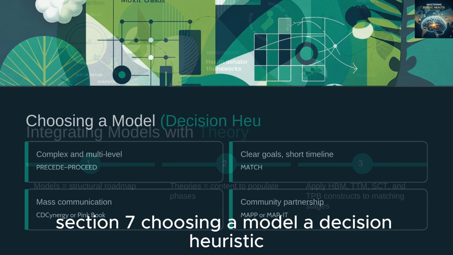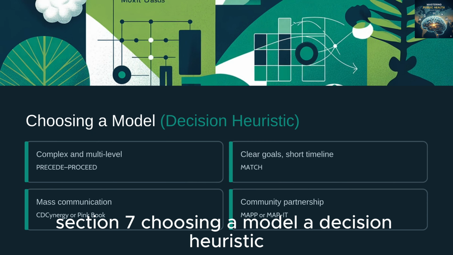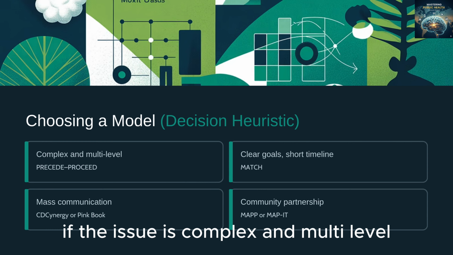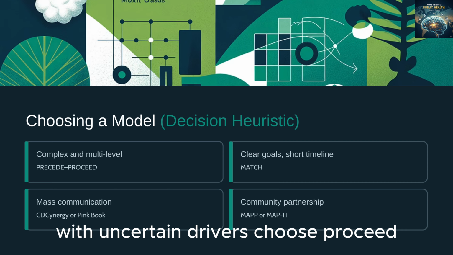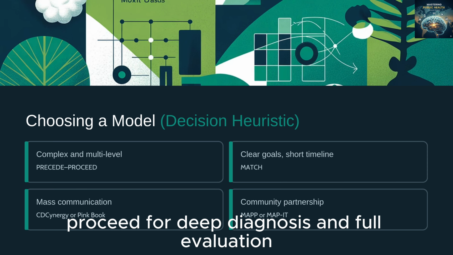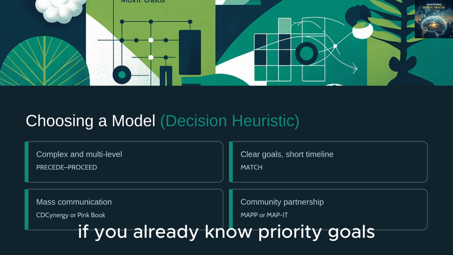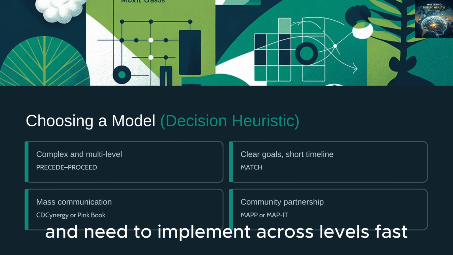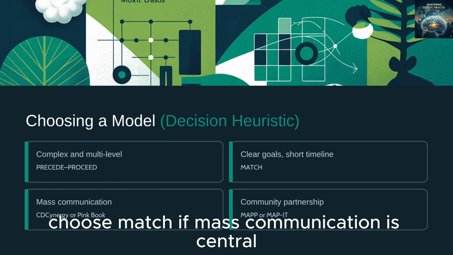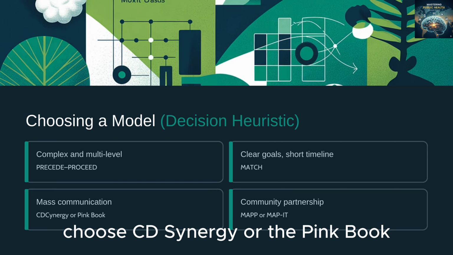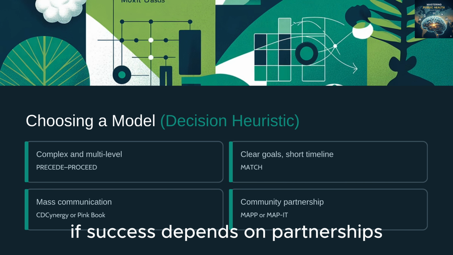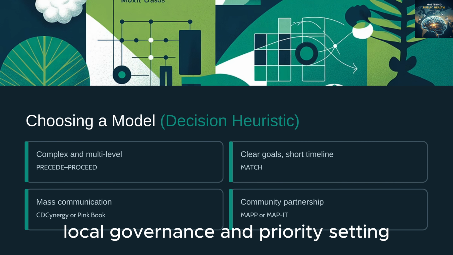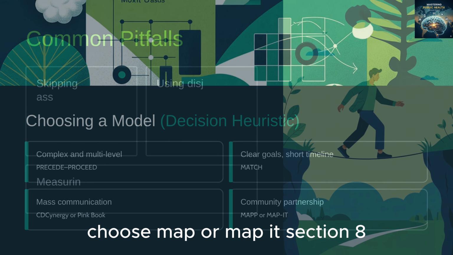Section 7, Choosing a Model, a Decision Heuristic. If the issue is complex and multi-level with uncertain drivers, choose PRECEDE-PROCEED for deep diagnosis and full evaluation. If you already know priority goals and need to implement across levels fast, choose MATCH. If mass communication is central, choose CDCynergy or the Pink Book. If success depends on partnerships, local governance, and priority setting, choose MAPP or MAP-IT.